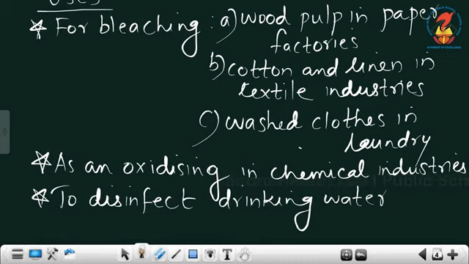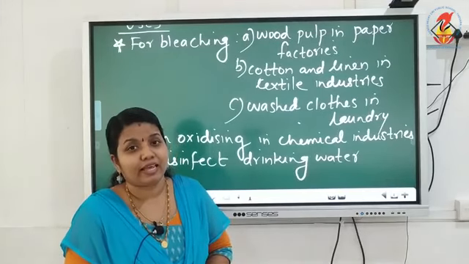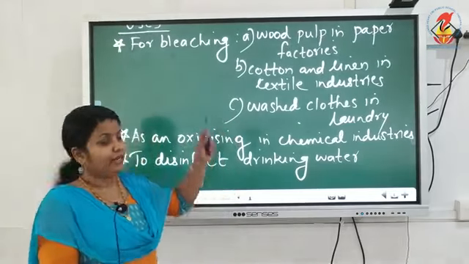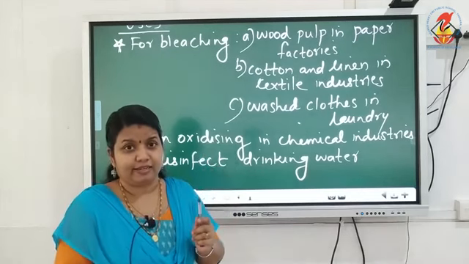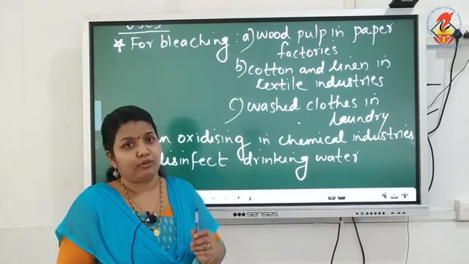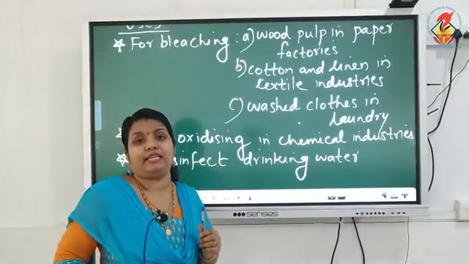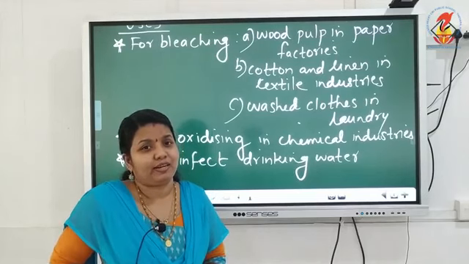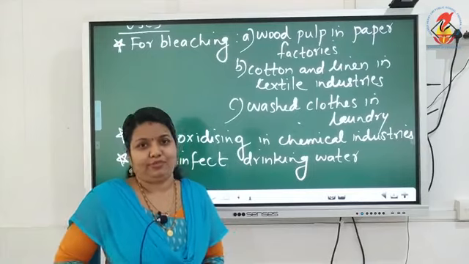This is very important. What is bleaching powder? How is it prepared? What are its uses? Bleaching powder is calcium oxychloride, represented with the formula CaOCl2. It is prepared by the action of chlorine gas on dry slaked lime. The equation you have to write. Then comes the uses. It is used for bleaching cotton and linen in the textile industry, washed clothes in laundry, and also wood pulp in paper factories. Second, it is used as an oxidizing agent in chemical industries, and the last one is to disinfect drinking water, to make it free of germs. So that's it.